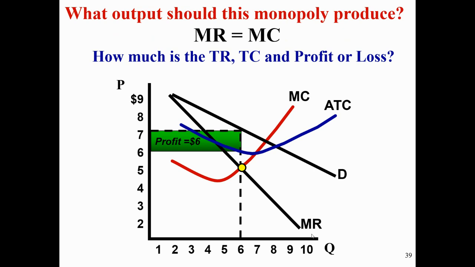Okay. My total cost will be 6 times 6, $36. For my total revenue, I go up to my demand curve here, and I multiply 7. So 7 times 6, 42. So 42 is my total revenue. 36 is my total cost. So 42 minus 36, also 6. There are 2 ways of calculating that, okay?